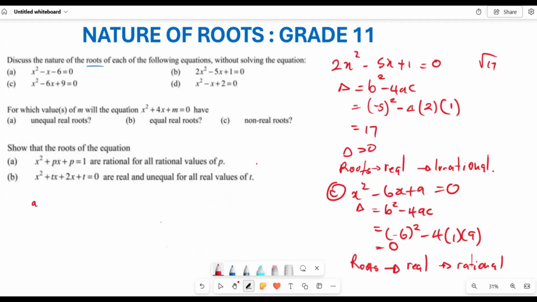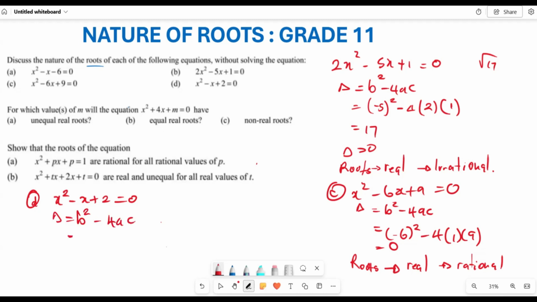Now, let's look at our number D and see what you're going to have here. This is x squared subtract x plus 2 is equal to 0. How can we solve this? Now they want us firstly to define what your root is. Here, again, you're using your delta. Your delta is equal to b squared subtract 4ac.